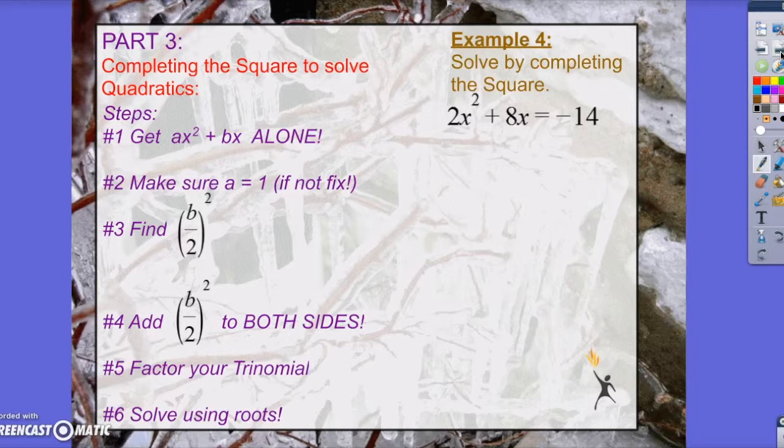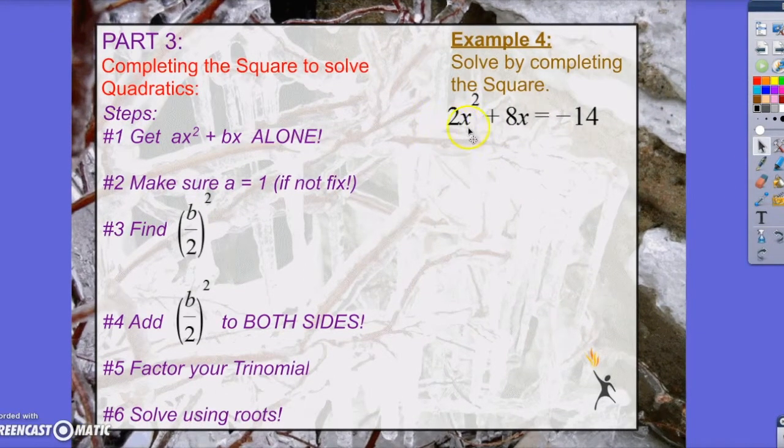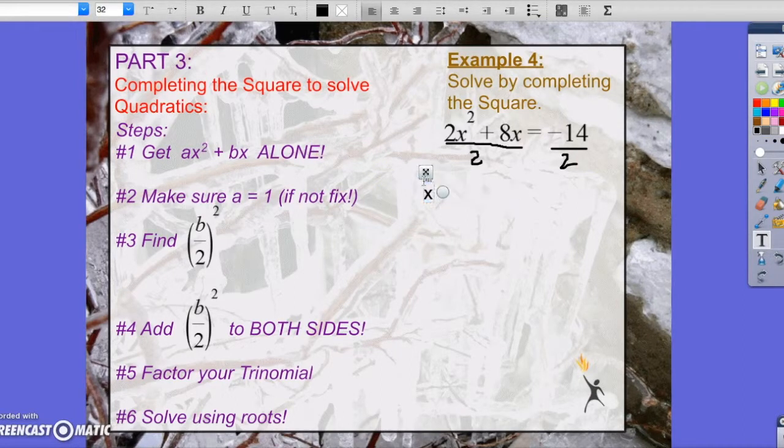All right, so let's try another one. You might want to pause the video and see how you're doing first. In this case, ax squared plus bx is already alone. And step 2, it says make sure a is 1. Do you see how a doesn't equal 1 and this one equals 2? So my first step is I have to divide both sides by 2 before I can even solve it. I'm going to add c to both sides already.